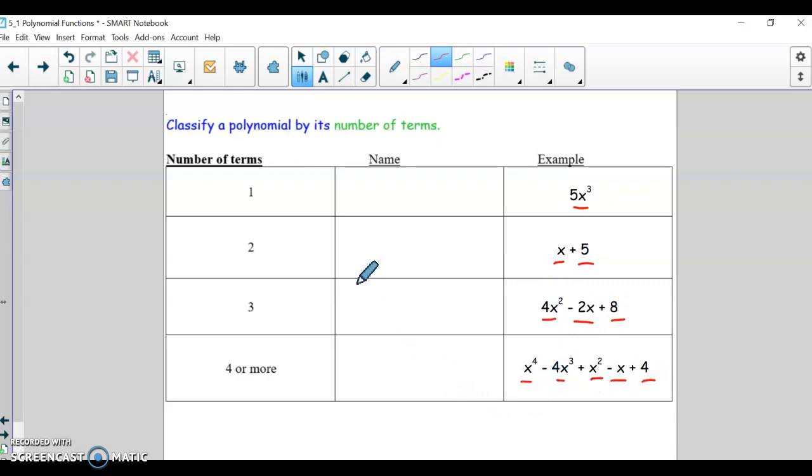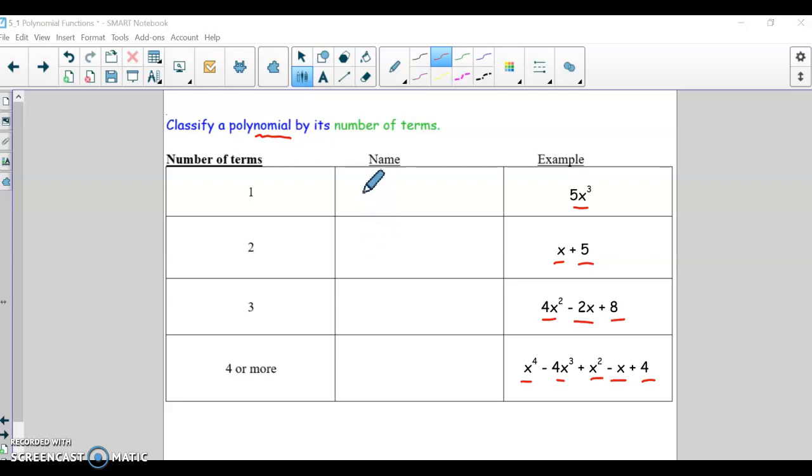Okay, so there's a name for 1, 2, 3, and 4, and I want to see if you can fill in as many of these as you can. Your hint is that they all end in nomial, right? We're learning about polynomials, so all the names here end with nomial. So pause the video and see if you can come up with some of these names.